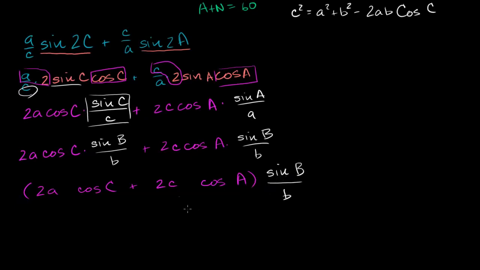So we can evaluate this pretty easily. But let's just continue. See if we can somehow put this right over here in terms of b. Well, if you look over here, we have 2a cosine of c, 2c cosine of a.